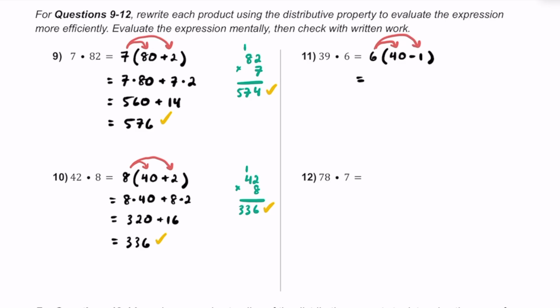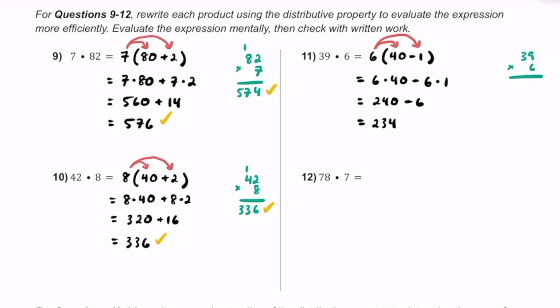So let's go ahead and rewrite this. It's going to be 6 of these 40s, or 6 times 40, minus 6 times 1. 6 times 40 is going to be 240, and then 6 times 1 is going to be 6. So 240 minus 6 is going to be 234. Okay, so instead of doing standard algorithm, which I'm about to just do to double check here, you could do 39 times 6. We just basically said we had 40 sixes and we got rid of one after, but 40 sixes is a little bit easier to multiply out.